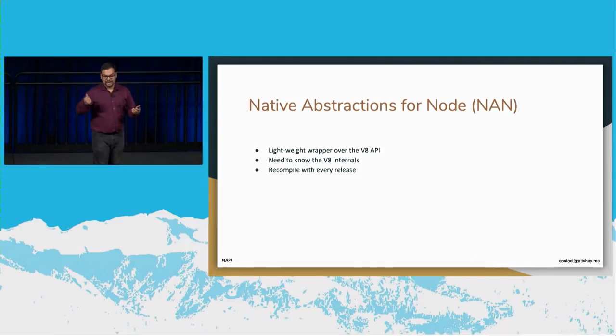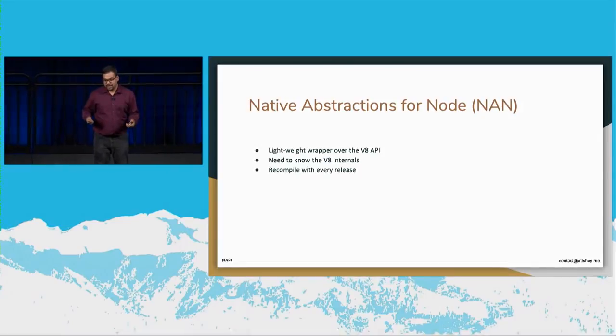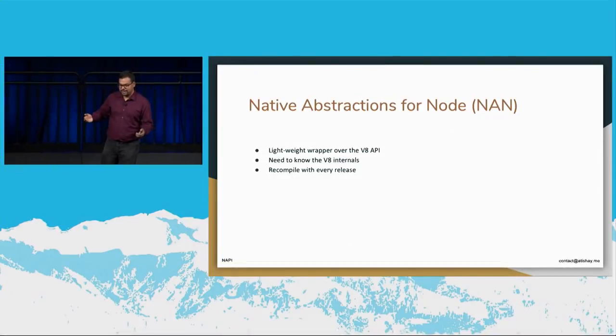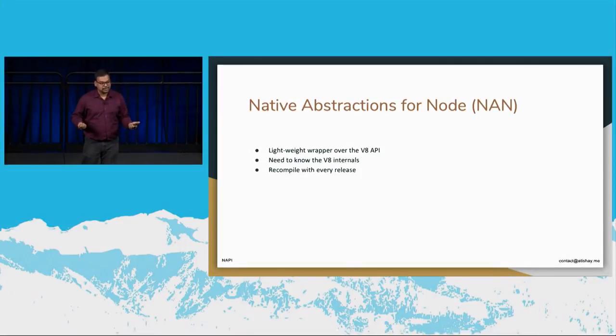But then there is one big problem. V8 releases a new version every month, and they cannot guarantee the compatibility of their API across releases. What that means is that if I write a Node module using the V8 APIs, next month I might need to rewrite it. No one can maintain that.